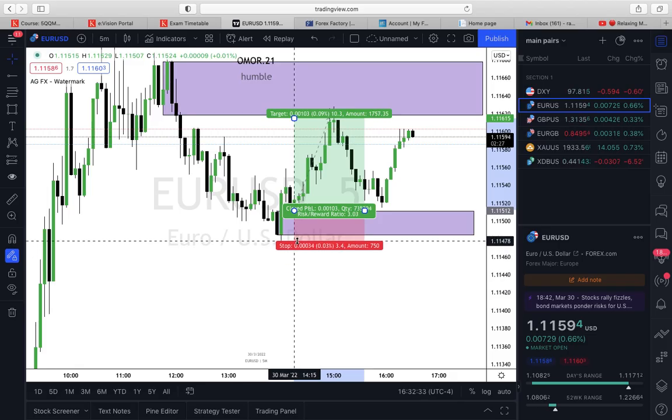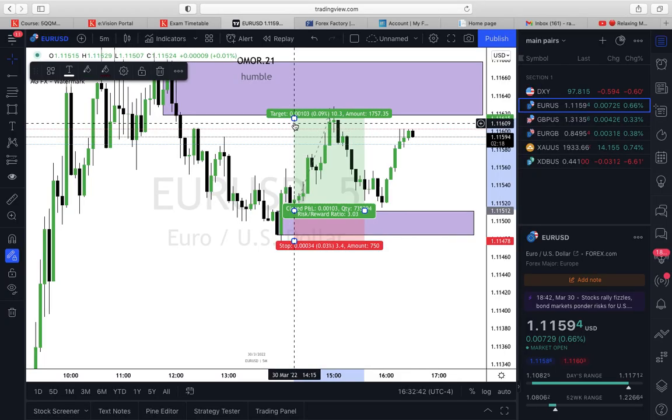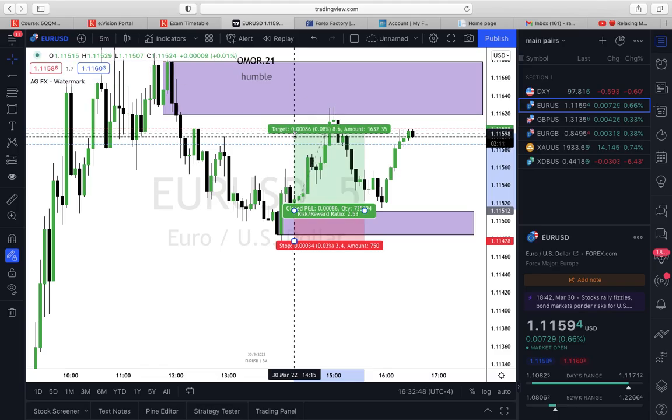Your stop loss goes behind, your stop loss goes below the low, and you don't want to be overzealous with the high. I mean the take profit.